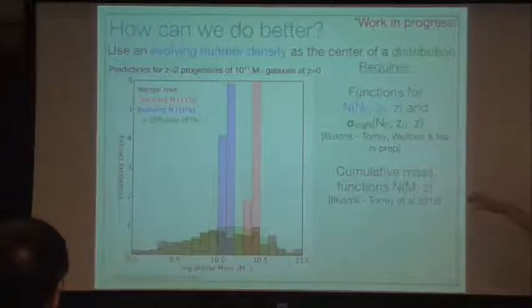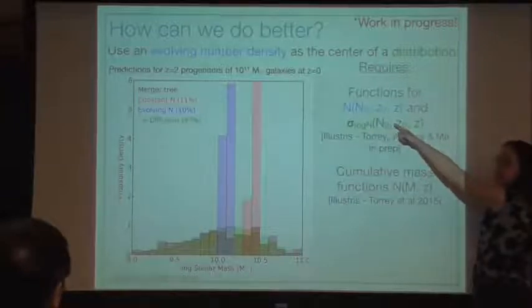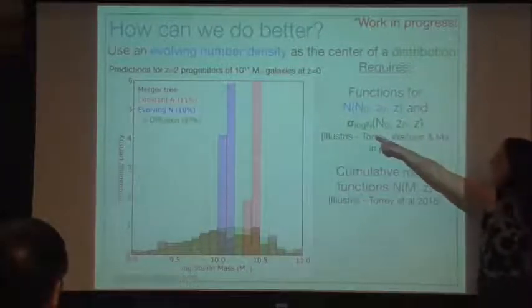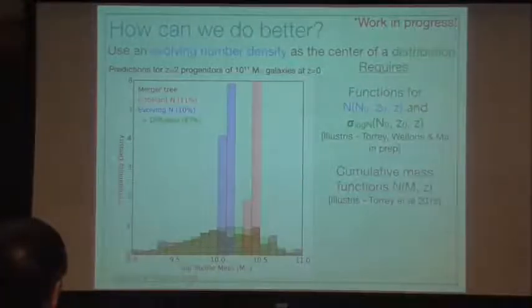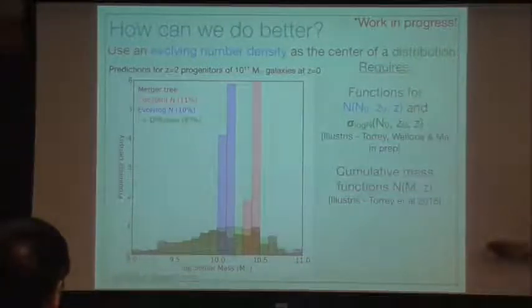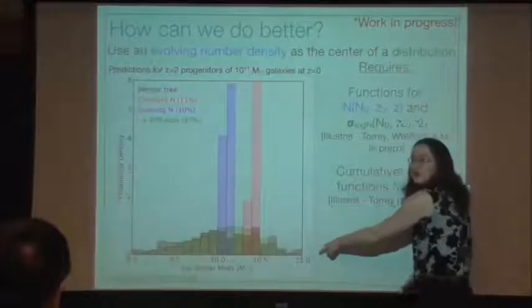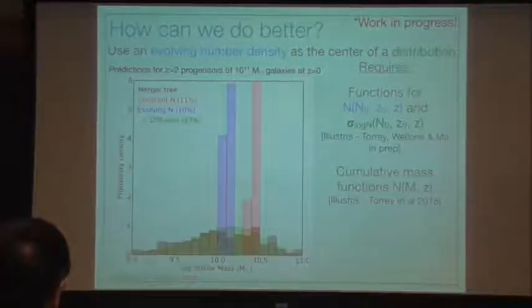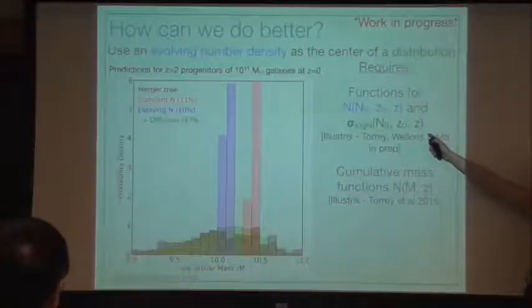Now, in order to make these predictions, you need a function for how the number density evolution occurs with time. You also need a function for the width of the distribution as a function of number density and redshift. And in order to get between number density and mass, you need mass functions. Here I'm using everything from Illustris. And of course, by construction, this is going to give me a better outcome. But these functions can equally well be applied to observational data.